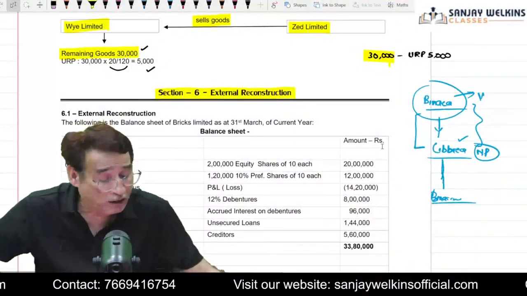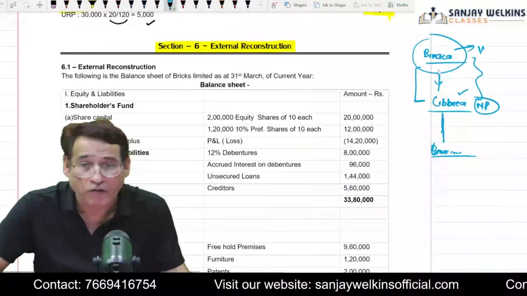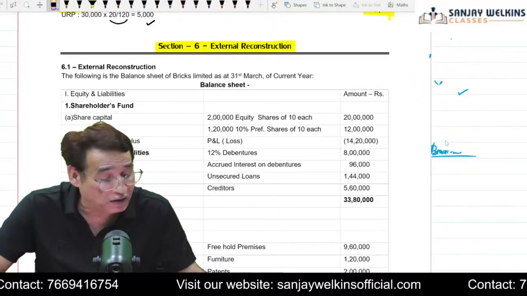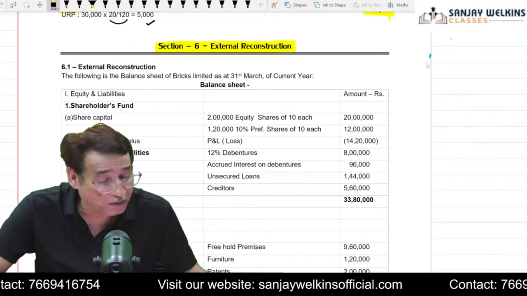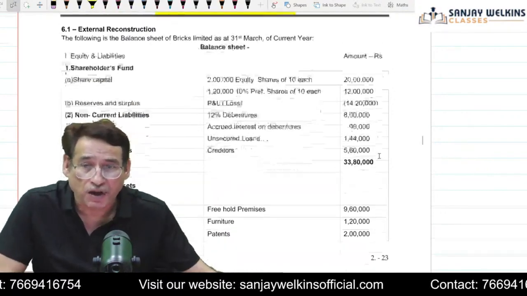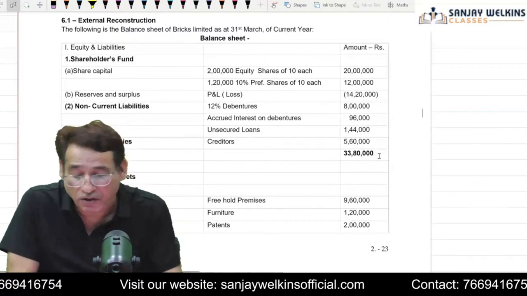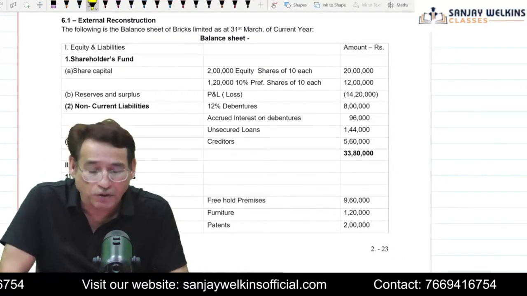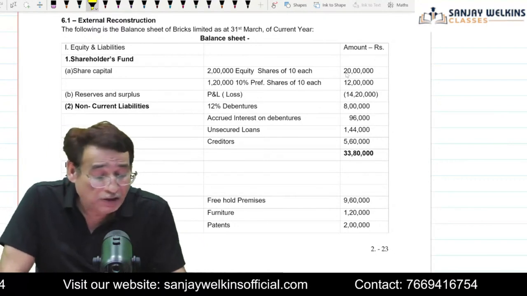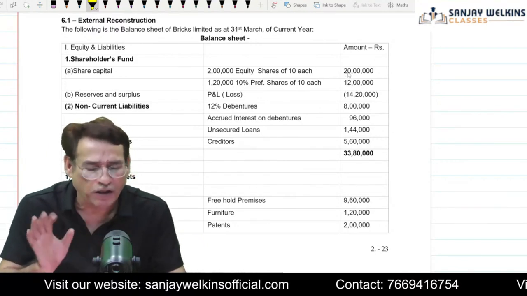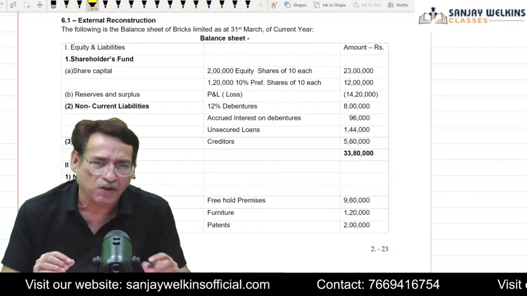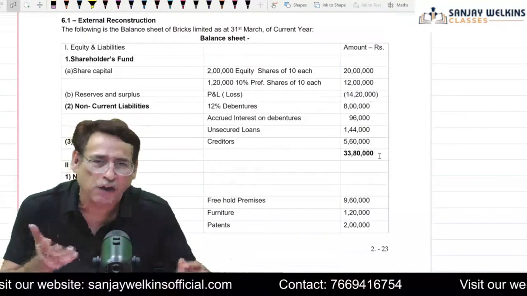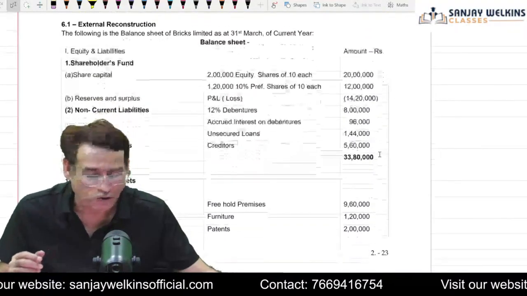Anyway, here it is a case of Binaka and Sibaka Limited, which I was trying to tell you. So after having done this, now we will do external reconstruction. Now, in case of external reconstruction, what are we supposed to do? Honestly speaking, as far as external reconstruction is concerned, I don't think you will ever get a question from it. But since we are doing it, let us finish it off also.